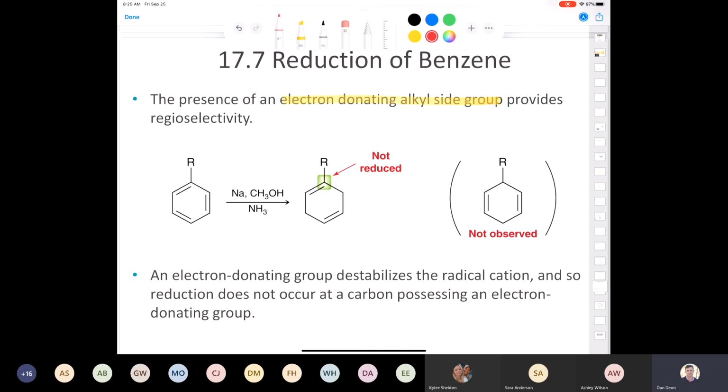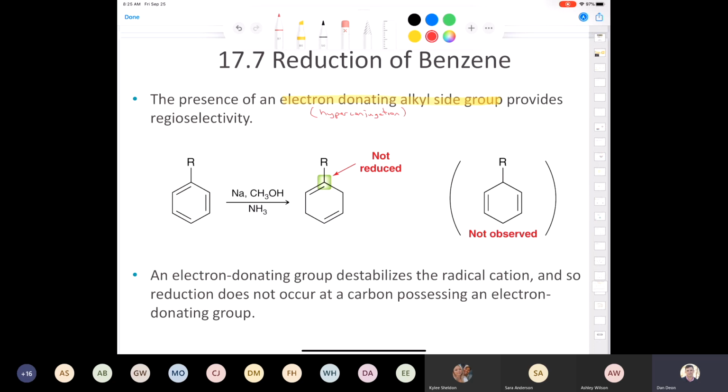I'll give you a clue. Something that we learned in Organic Chemistry 1. Starts with the letter H, ends with hyperconjugation. That's right, hyperconjugation. Every organic chemistry student should know what hyperconjugation is, and that alkyl groups are electron donating.